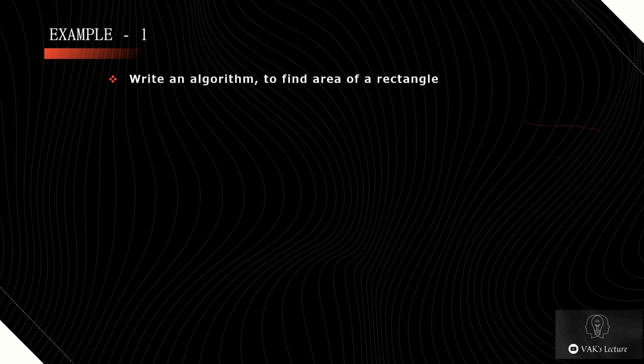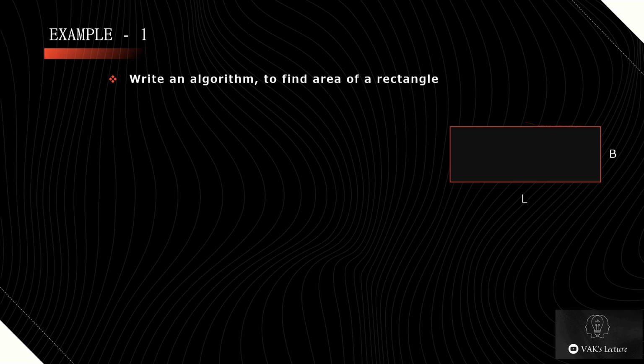Suppose you are given this problem: write an algorithm to find the area of a rectangle. So first, what will you do? First of all, we have to know the formula for the area of a rectangle. Suppose this is a rectangle of length and breadth, L and B respectively. Now by multiplying L and B, we will get the area of the given rectangle. Based on this formula, we have to write the algorithm for the given problem.